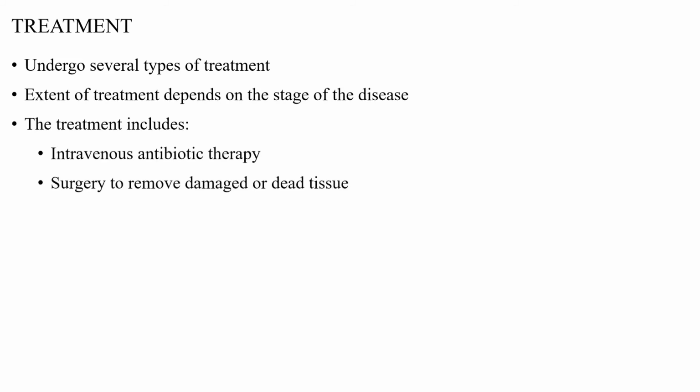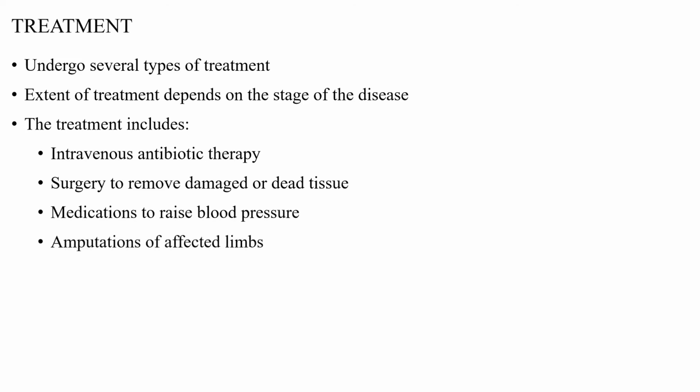Treatment. Patients infected with flesh eating bacteria will undergo several types of treatment. The extent of treatment depends upon the stage of the disease when treatment is started. The treatment includes intravenous antibiotic therapy, surgery to remove damaged or dead tissue in order to stop the spread of infection, medication to raise blood pressure, and amputation of affected limbs in some cases.